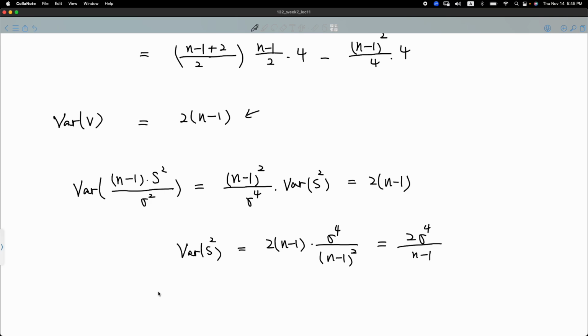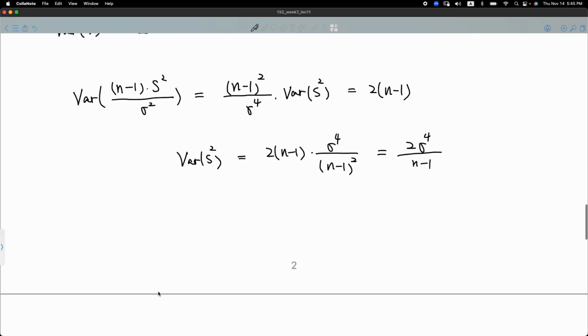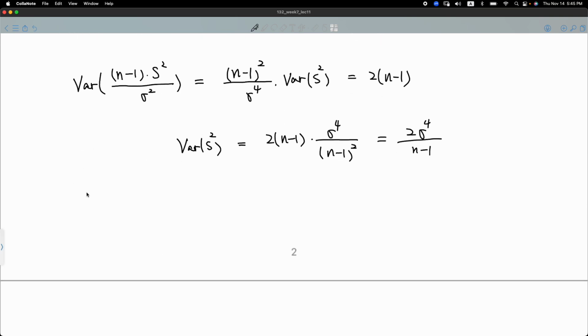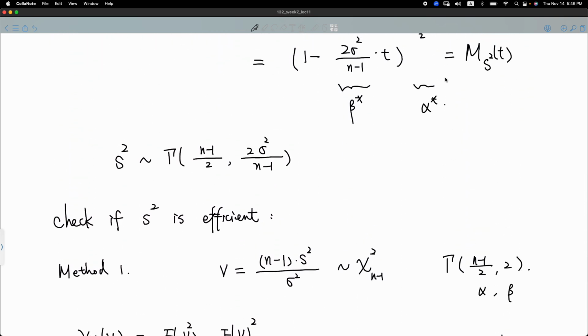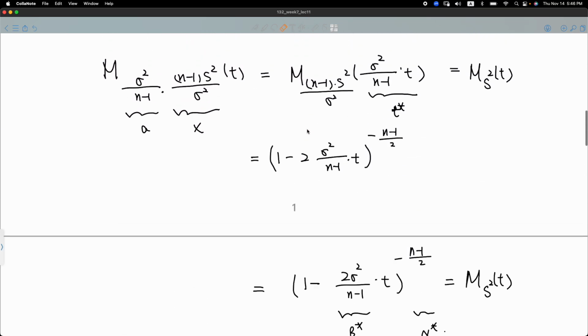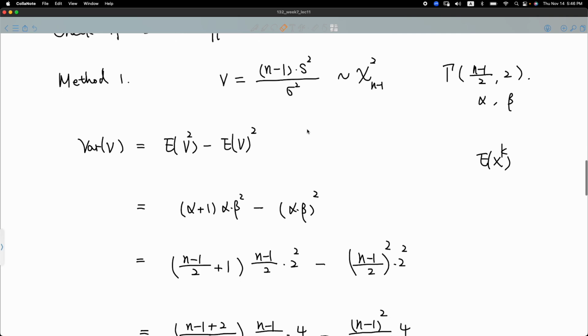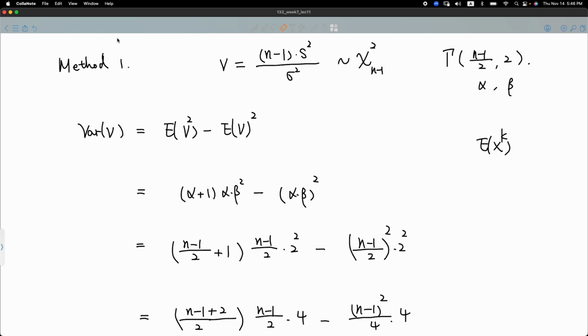So the goal here is to get the variance of S squared. Okay, so that is for the first method. And then let's also briefly talk about the second method. The second method is essentially because we have the distribution for S squared that we covered here. If we know the distribution of S squared through the moment generating function, then you don't need to use method 1 to calculate that.